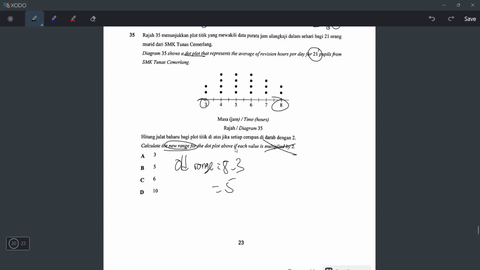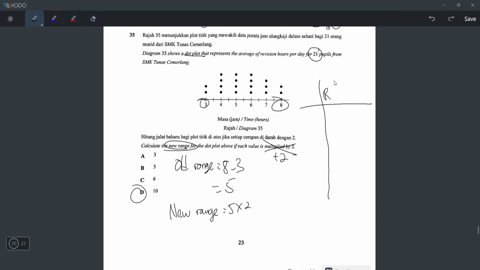Okay, and then they say calculate the new range of the dot plot above if each value is multiplied by 2. So what happens to the new range? Also have to multiply by 2. So the answer is 10. What if I say added by 2? What if I say plus 2? Then what is the new range? 5. Okay. Do you know that? Or you don't know that? Do I explain this? Okay, let's explain.